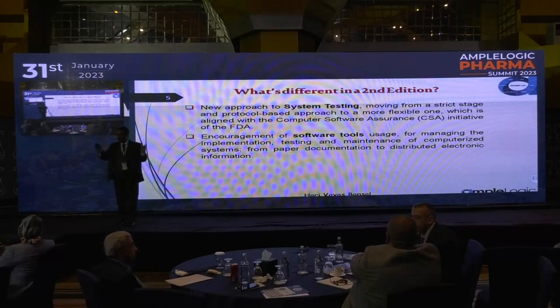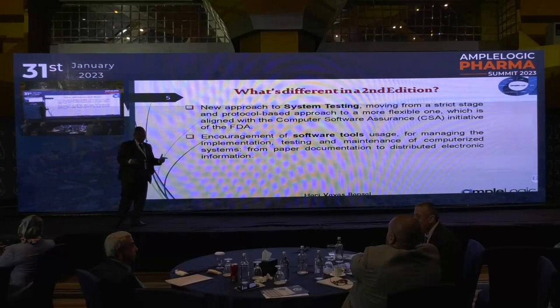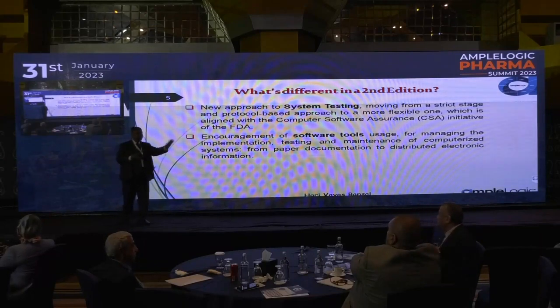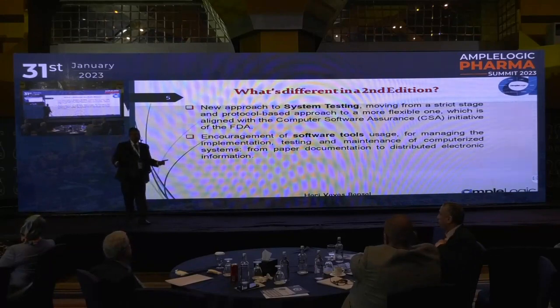You need to choose your vendor who is supplying you the computerized system, how you want to validate it, what documentation you require to add into this, and what kind of audit requirements you fulfill. So this is the overall objective of GAMP 5 second edition.